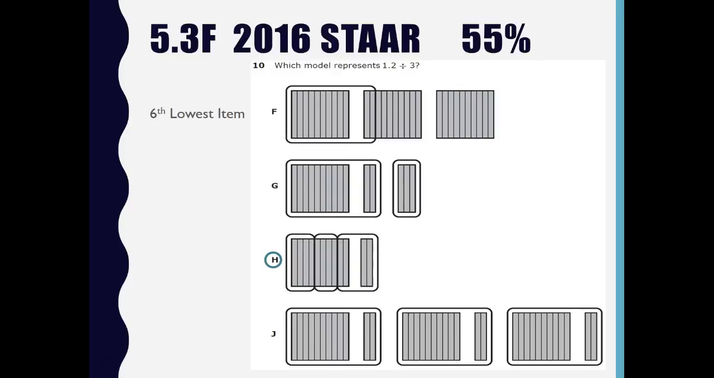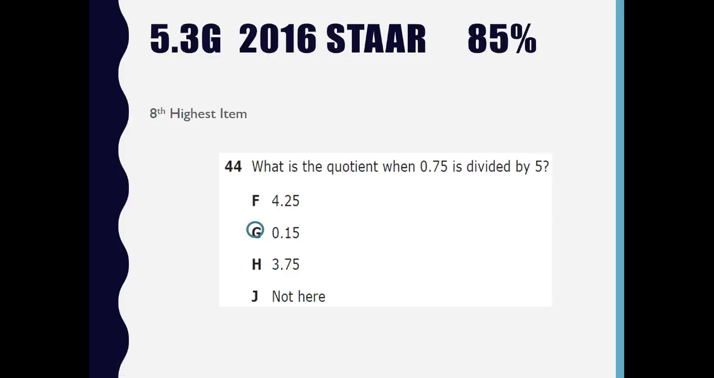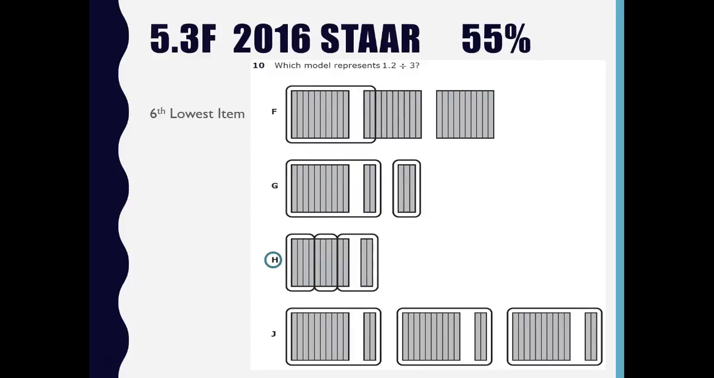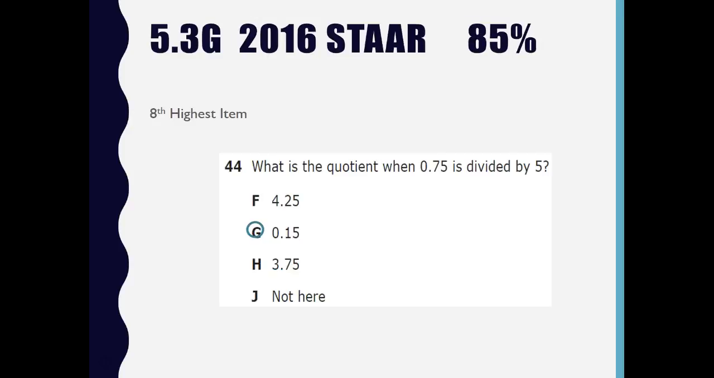Notice that this was our 6th lowest item on STAR. The kids had problems with this item and had different answers. So notice that this H, where you have 1 2/10 divided into 3 groups, is the correct answer. Notice that the kids scored well on this item. They didn't have pictorial models. So we really do need to expose them to using models, pictorial models, and base 10 blocks to get that conceptual understanding. Because they went from the 6th lowest to the 8th highest.